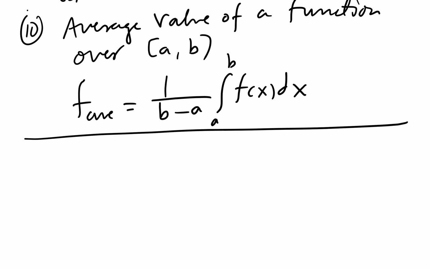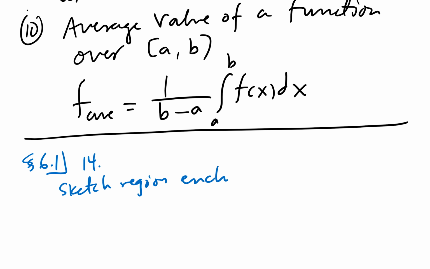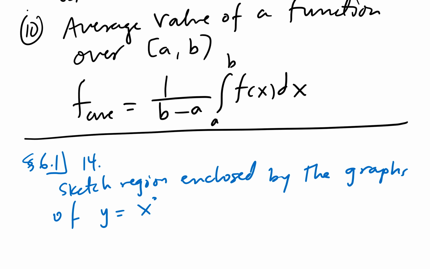So first example, it's section 6.1. I'm going to do number 14. The problem says sketch the region enclosed by the graphs of y equals x squared and y equals 4x minus x squared, and find the area.